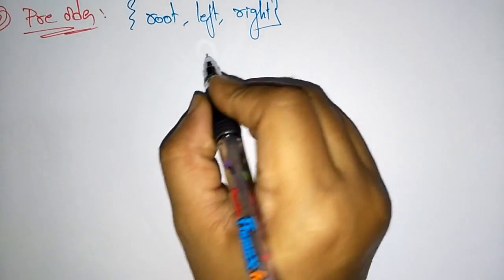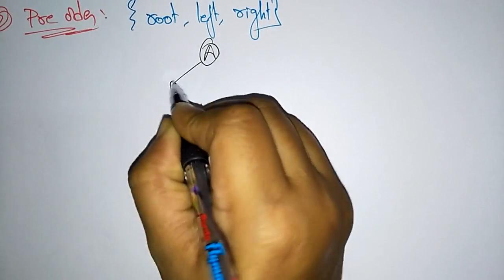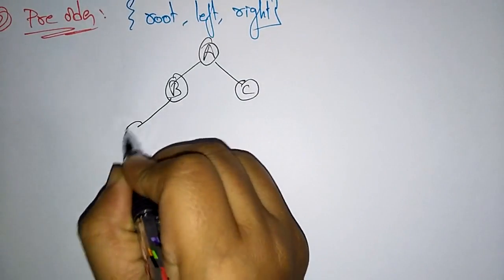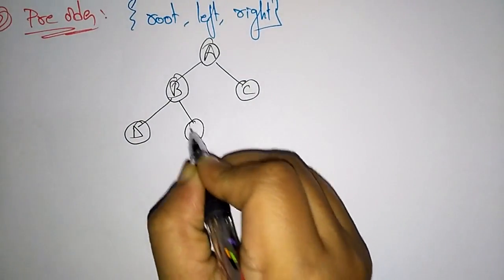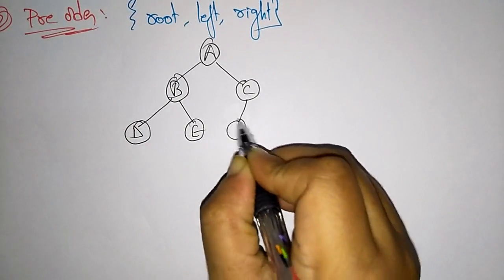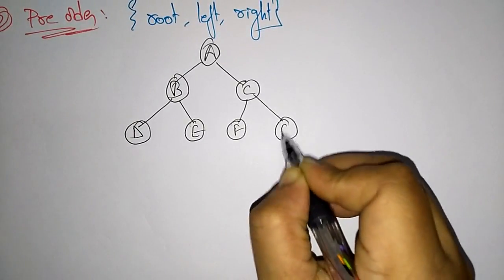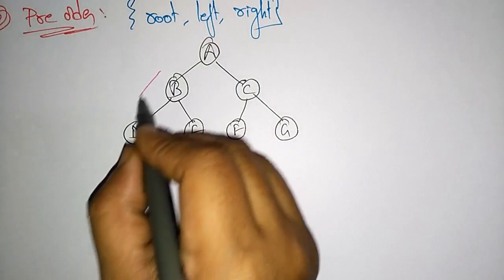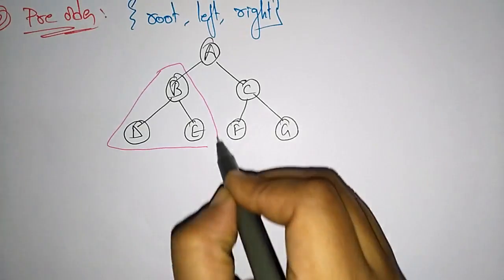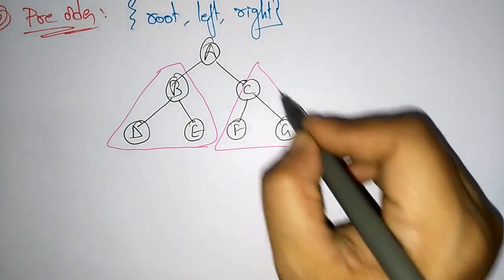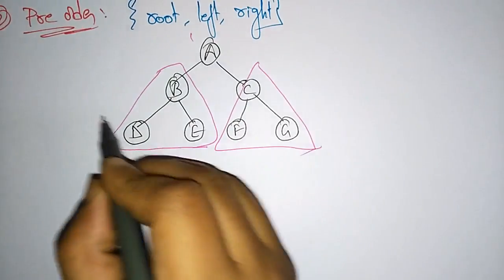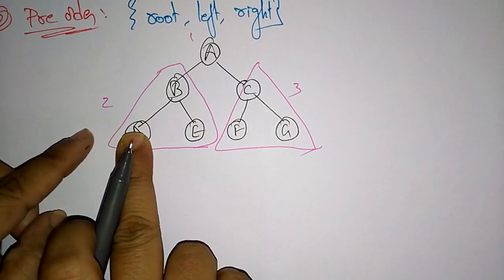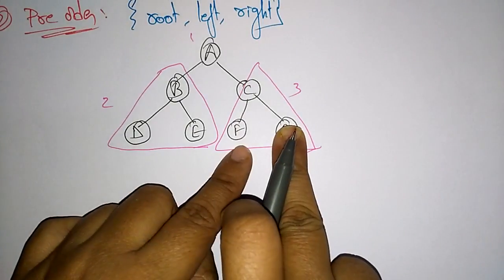Let me write the tree. A, B, C, D, E, F, G. Okay, and here this is a subtree and this is another subtree. First it has to visit the root node, after that left subtree, after that right subtree.